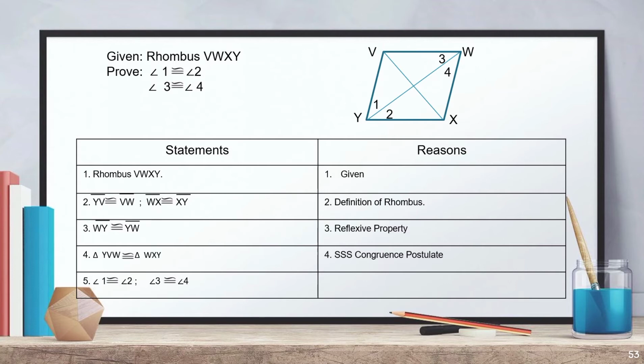So since the two triangles are congruent, therefore for our statement number 5, we have angle 1 is congruent to angle 2, angle 3 is congruent to angle 4. Reason, corresponding parts of congruent triangles are congruent. So therefore, we prove that the diagonals of a rhombus bisect opposite angles.